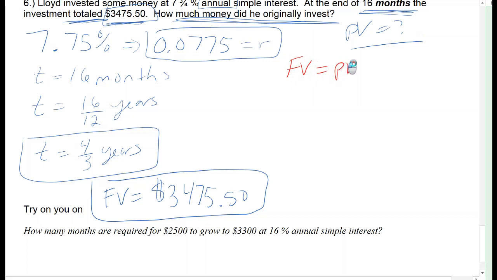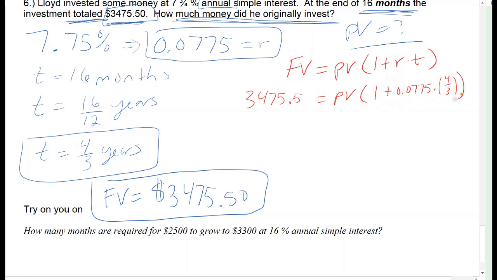Future value equals present value times 1 plus my interest rate times time, all in parentheses, and it's important that you do put parentheses around it. Looking for the PV, present value. My future value is $3,475.50. PV is what I'm looking for. In parentheses, I have 1 plus my interest rate, which was 0.0775, times my time, which was 4/3.